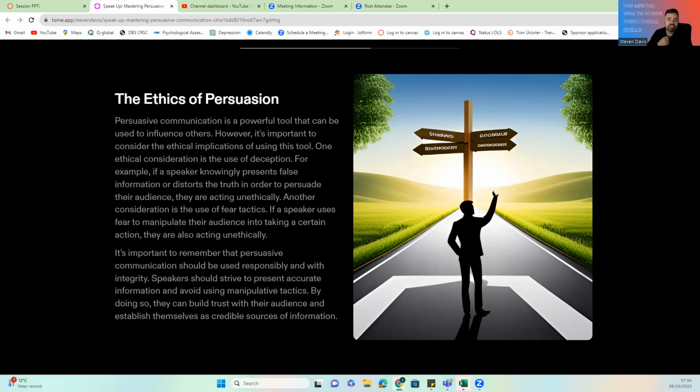Another consideration is the use of fear tactics. If a speaker uses fear to manipulate their audience to take certain actions, they are also acting unethically. It's important to remember that persuasive communication should be used responsibly and with integrity. Speakers should strive to present accurate information and avoid manipulative tactics. By doing so, they can build trust with the audience and establish themselves as a credible source of information.